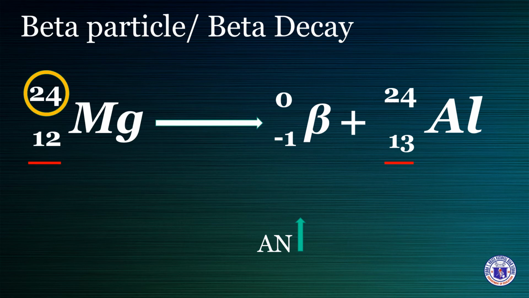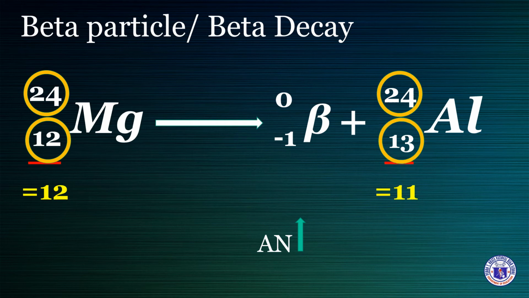So 24 minus 12 equals 12. The neutron of magnesium is 12. For the aluminum, 24 minus 13 is equal to 11. So the neutron of aluminum is 11. During beta decay, the proton of an element increases by 1 but loses 1 neutron and an electron escapes.